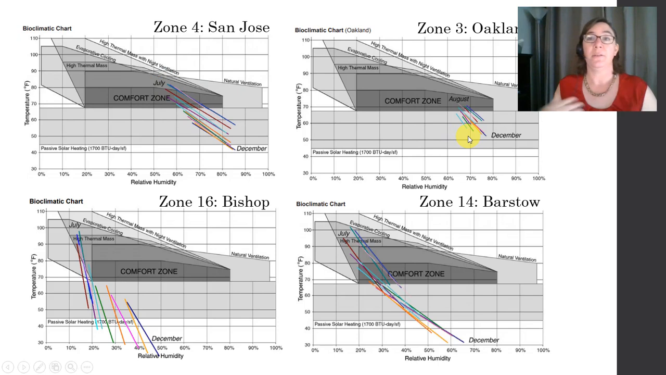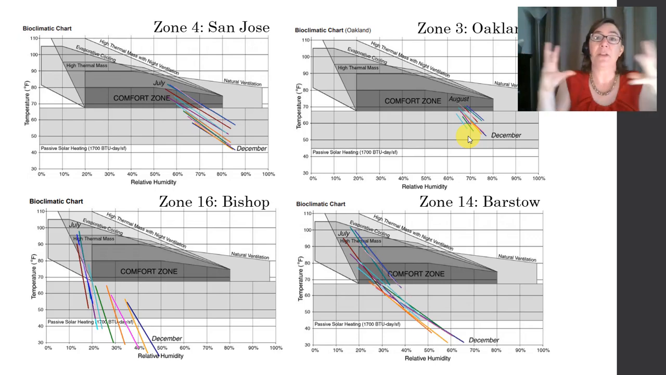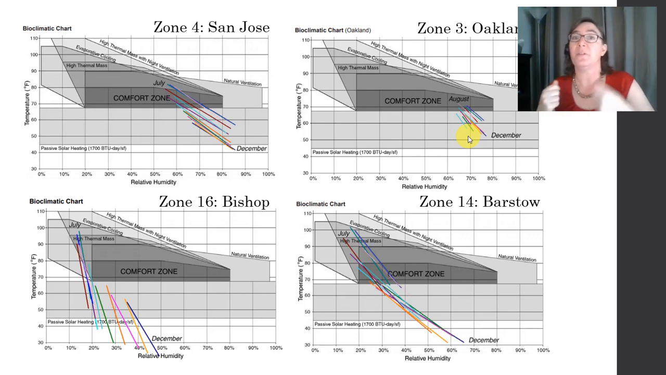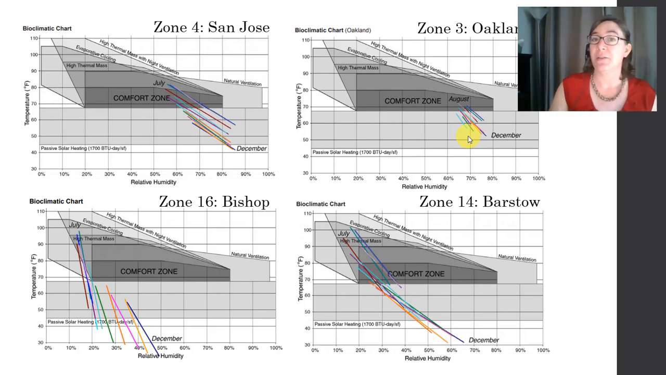Over here in Zone 3, which is Oakland and also San Francisco and some of the coastal areas, you see a much more compact bioclimatic chart, so there's less variation in temperature and humidity in these areas. But you can see that it is actually cooler also. That's the marine layer effect going on there.